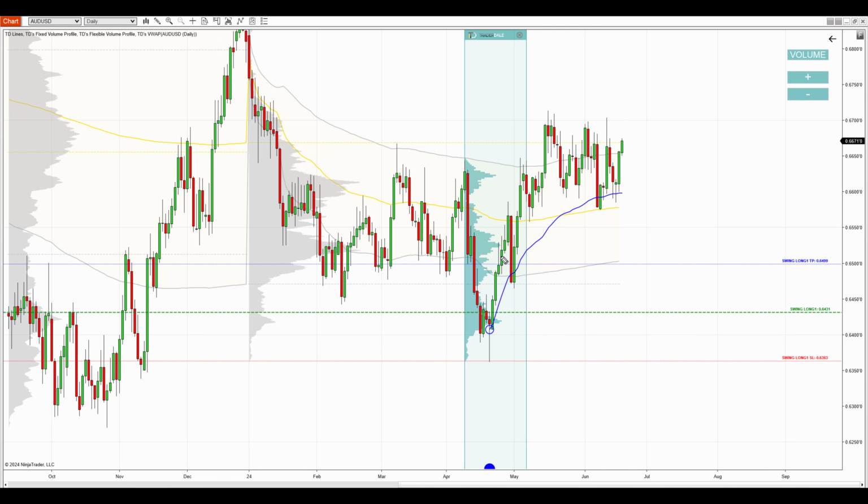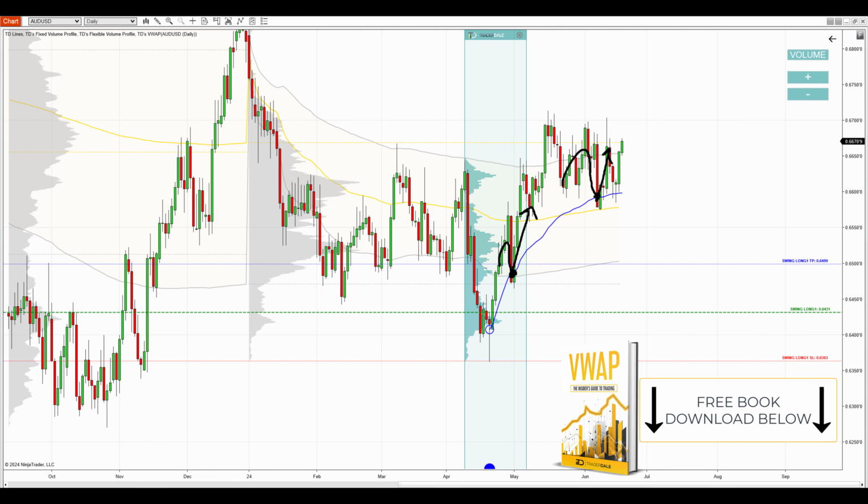So we have a strong low, and if I anchor the VWAP there, then you can see that there were two pullbacks to that anchored VWAP. This pullback long from there, this pullback long from there.